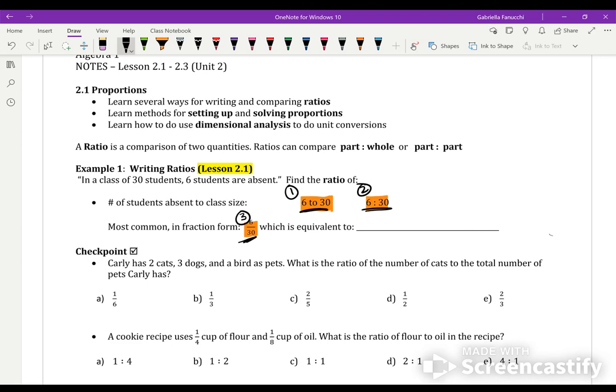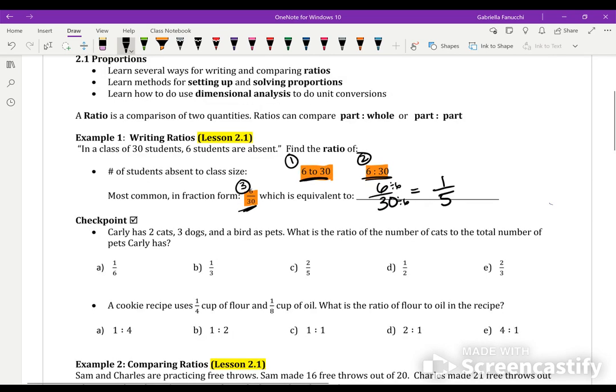And 6 over 30 is equivalent to 1/5, right? If we divide top and bottom by 6, we're simplifying. Those are equivalent. So if you saw 1 to 5, it's a 1 to 5 ratio. 6 to 30 is a 1 to 5 ratio. So those are equivalent. They're the same thing.